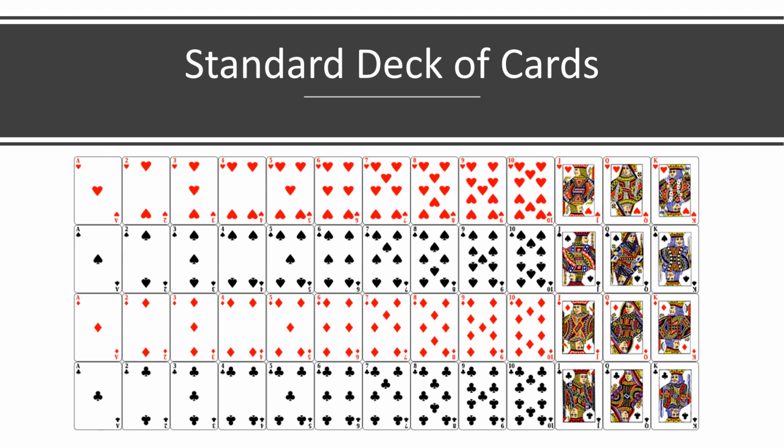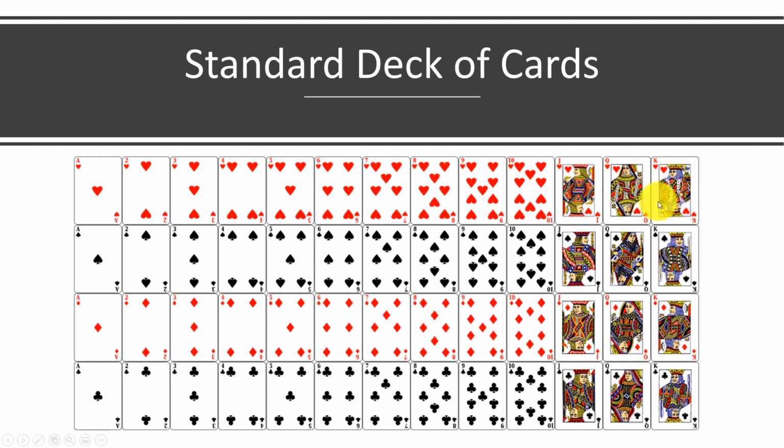Now, if you're new to cards, there are 52 cards in 4 suits. We have hearts, which are red. We have spades, which are black. We have diamonds, which are red. And then we have clubs, which are black. And each suit has an ace, 2 through 10, and then a jack, a queen, and a king. The jack, queen, and king are called face cards because they have faces on them.